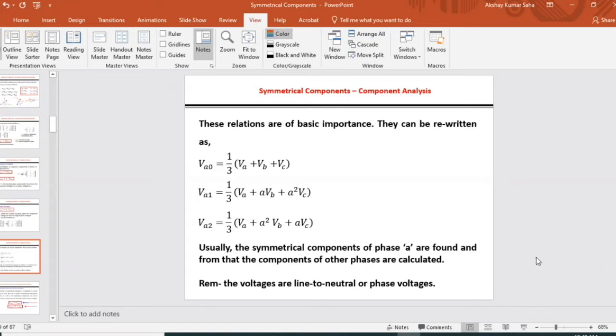Is it clear to everyone? I'm sorry, sir. VA, VB, and VC could be balanced or unbalanced. Okay, I just want you to know that. Yeah, they could be balanced or unbalanced. It does not matter. It will not affect this equation.